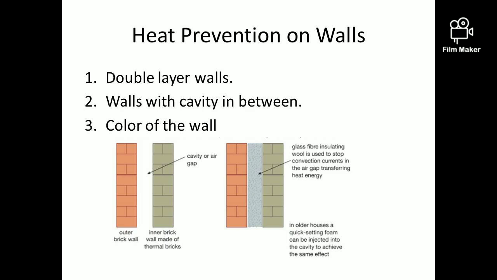The first is that walls are made up of brick-like material, so those are insulation materials, and heat rarely transfers through them. What is the application of using double layer walls and keeping a cavity in between? The cavity can be filled with insulation material, or if you just leave it, there would be air trapped in between.